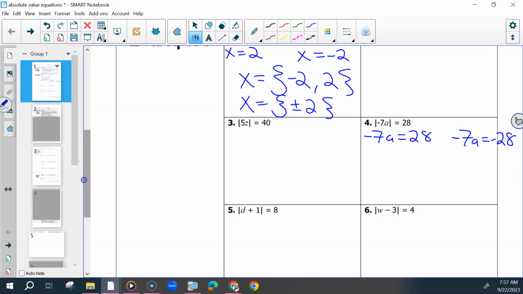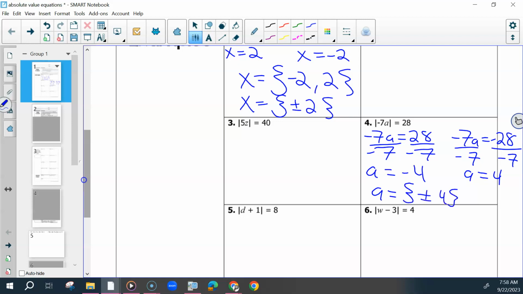This will be the most missed thing. If you forget to set it equal to both, you will have missed half of the answer, half of the work. So here we have two equations. We have to solve both. That one's going to give us a -4, the other one's going to give us a +4. So again, we can write it like A equals +4, -4, or you can write it -4, +4.